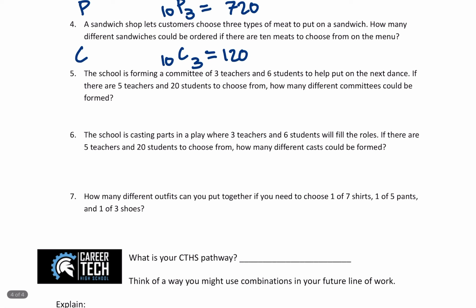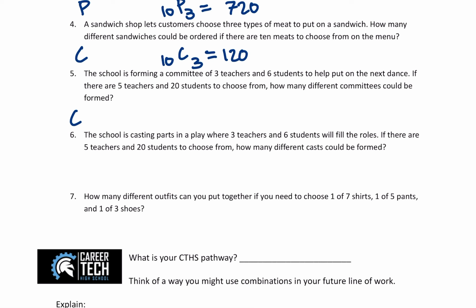Number 5. The school is forming a committee of 3 teachers and 6 students to help put on the next dance. If there are 5 teachers and 20 students to choose from, how many different committees can be formed? Okay, well, let's set up 2 different equations or 2 different functions here. First thing we have to do is decide whether we're going to set up 2 combinations or 2 permutations. Well, we're just making a committee of 3 teachers and 6 students. It doesn't matter which order, and we're not assigning any roles. So this one's going to be a combination.